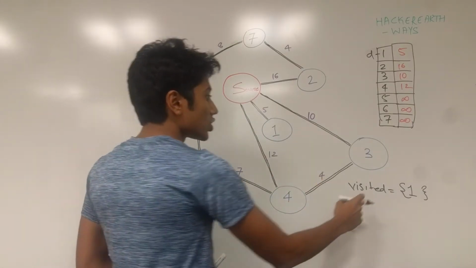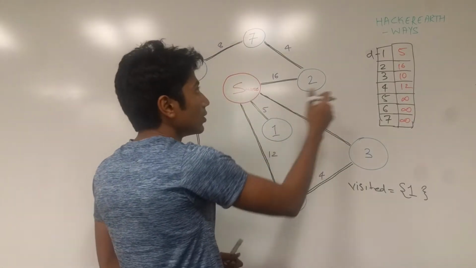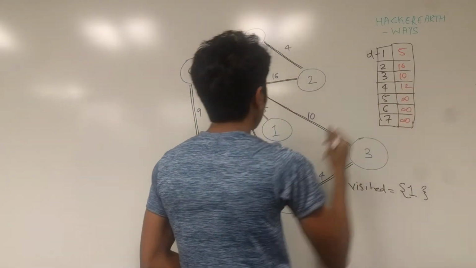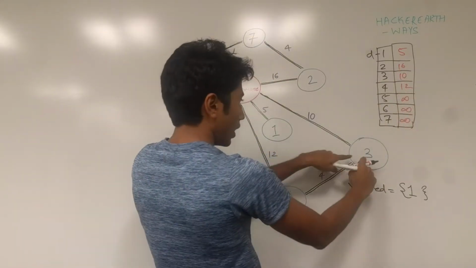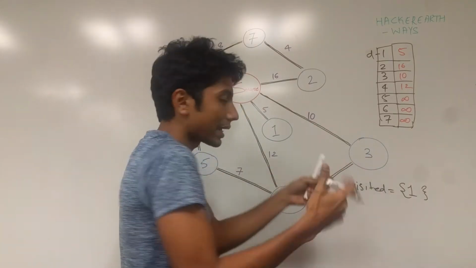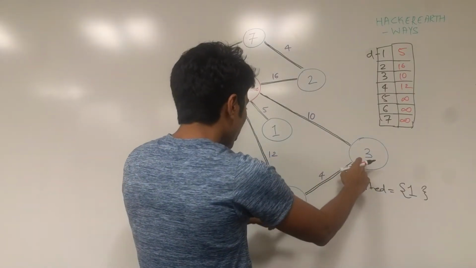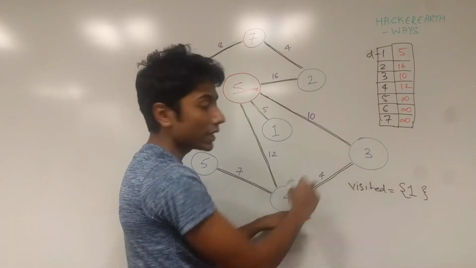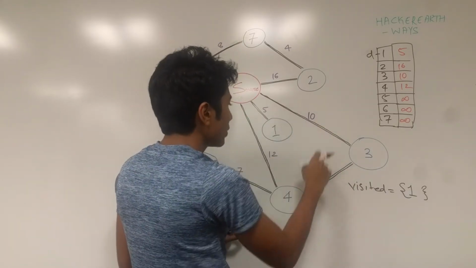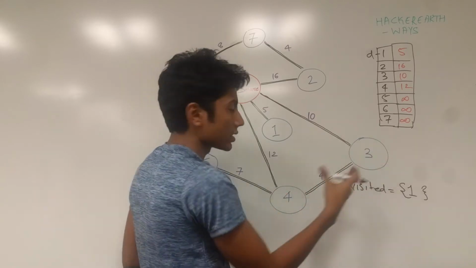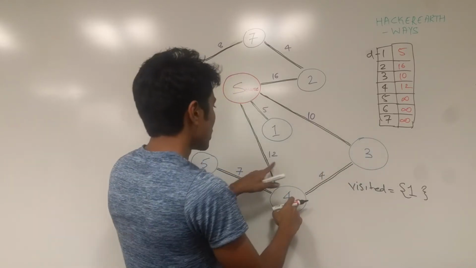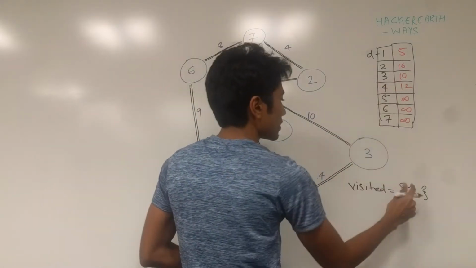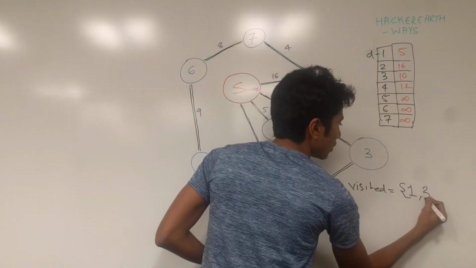What's the next city which is not in the visited set and is the smallest? That should be 3. So 3 is taken into consideration. Now you're going to try to add 4 because that's the only connected city to 3. Using 3 as an intermediate, 10 plus 4 versus 12. Not going to work. Nothing happens. 3 gets added to the set.